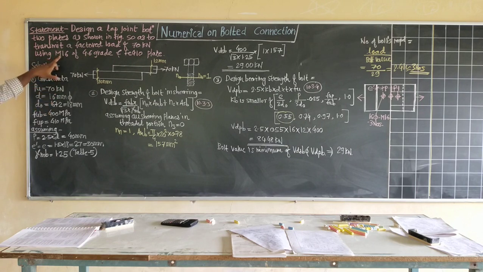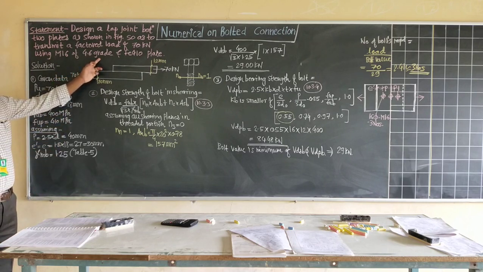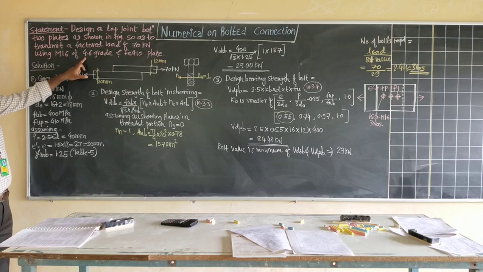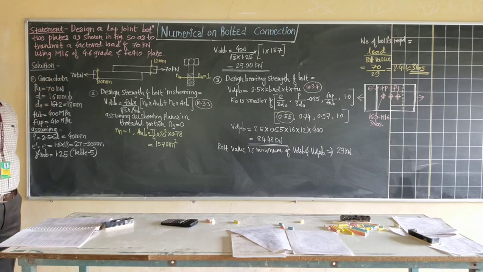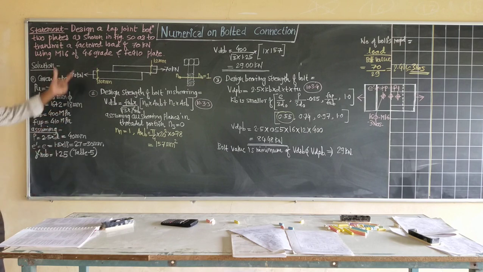Again, M16 bolts are mentioned. In the previous video we have seen what this M16 stands for. M stands for metric and 16 stands for the diameter of the bolt, with grade 4.6. Again, we have seen with the help of this grade 4.6 how to calculate the ultimate strength of bolt and yield strength of bolt. So using this data we are going to calculate.